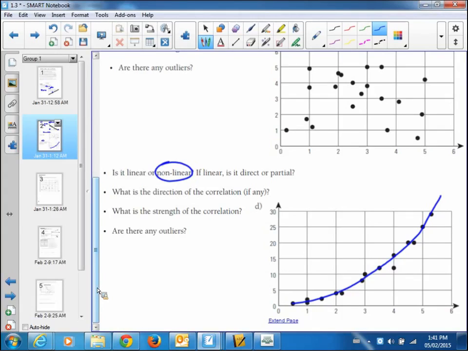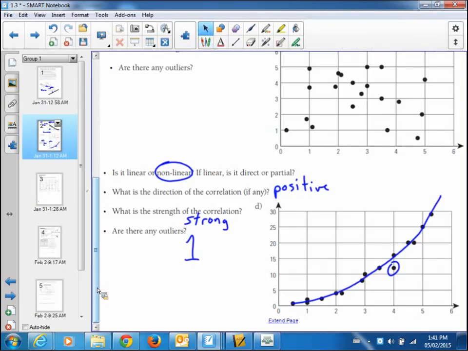And actually, that's a very strong correlation there too, eh? It's a strong one. Because it's so strong, there's one outlier. Circle. Because all the other ones touch that curve that I drew anyways.